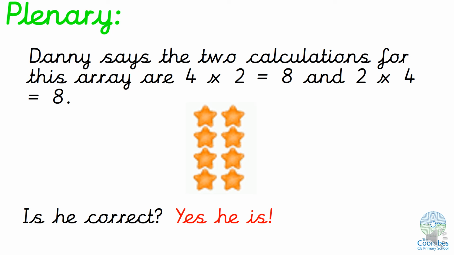So he is correct. This array does show 4 groups of 2. We can have 1 group, 2 groups, 3 groups, 4 groups, and let's check he's got the answer right. Counting 2s, 2, 4, 6, 8. So he's got that one. It also shows 2 groups, 1 group, 2 groups of 4. Well done, Danny.